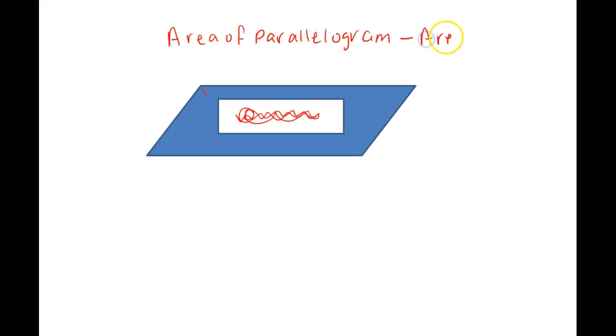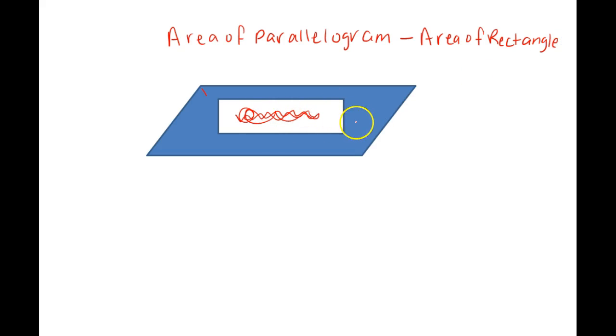Sometimes they will ask you to find the area of the shaded region. Like here, you see the parallelogram, but you also see a rectangle in the middle. And they'll ask you to only find the area of the shaded region. So they just mean that colored in spot. So the first thing you need to do is find the area of this parallelogram, but you're also going to have to find the area of this rectangle. And you will subtract that.